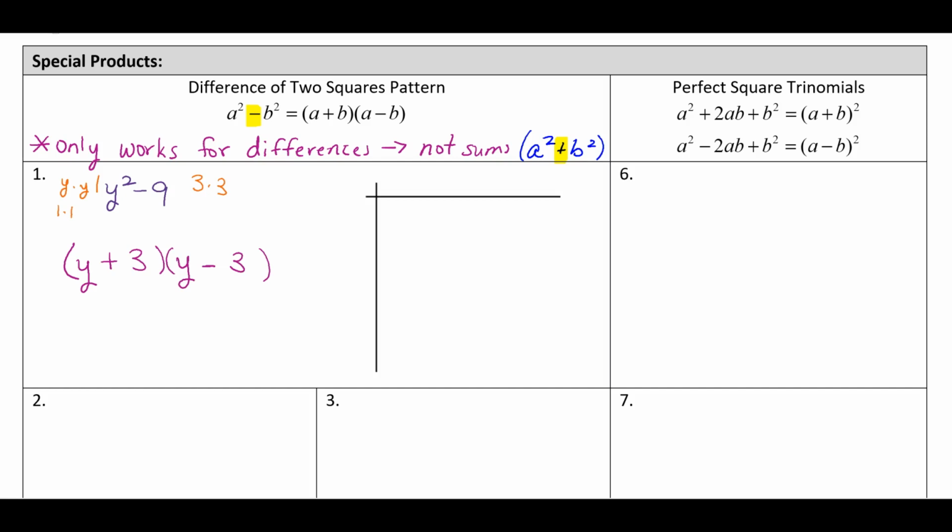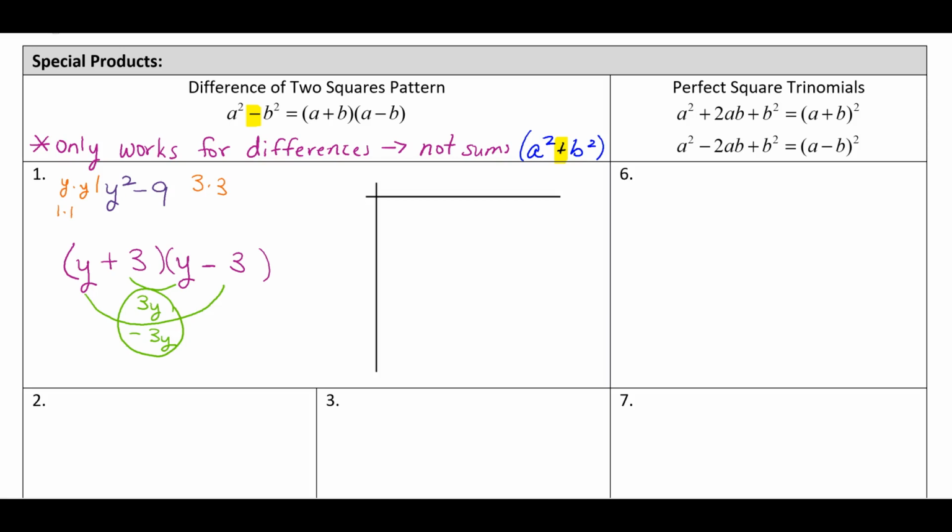Because when I multiply this out, I get positive 3y minus 3y, which equals 0. And that's what the middle term for this binomial actually is. It's y squared plus 0y minus 9. But we don't write the 0y. That's why it's a binomial, just y squared minus 9.